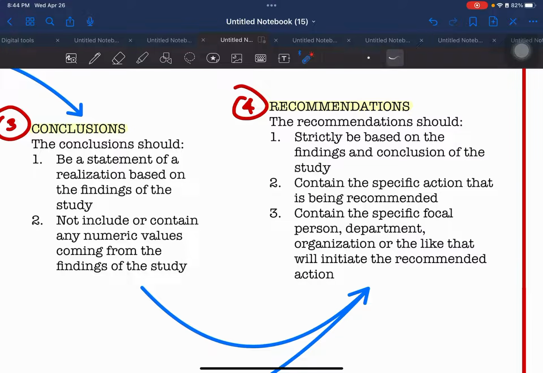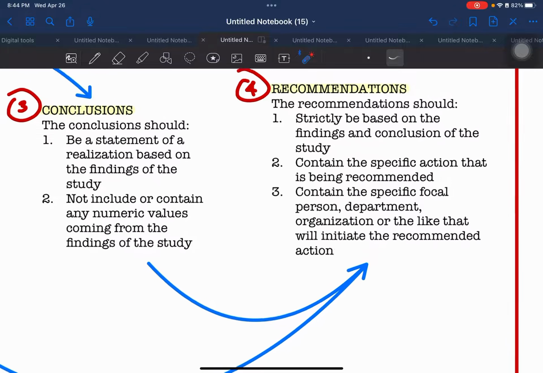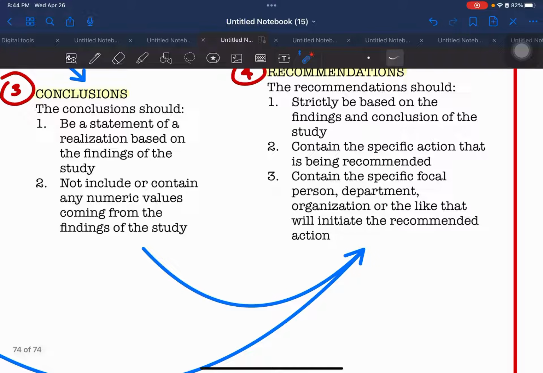So under recommendation, number 1, the recommendation should strictly be based on the findings and conclusion of the study, as reflected by the arrows at the bottom of your screen. Number 2, this should contain the specific action that you want the reader to take, that you want the authority or person in charge to take. Okay? The one who can take the initiative. So you are talking to that particular person. Make sure that you specify the action that you want them to take that is being recommended.